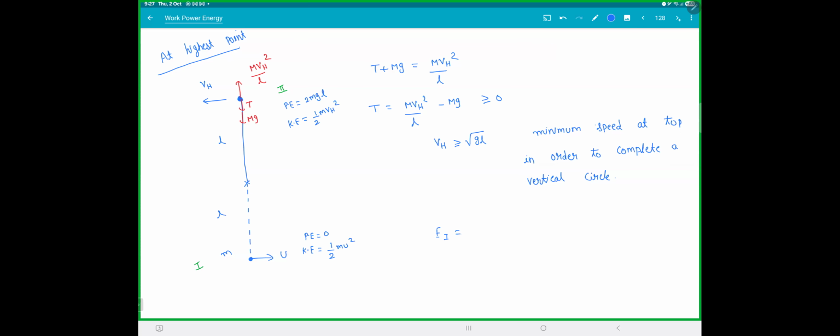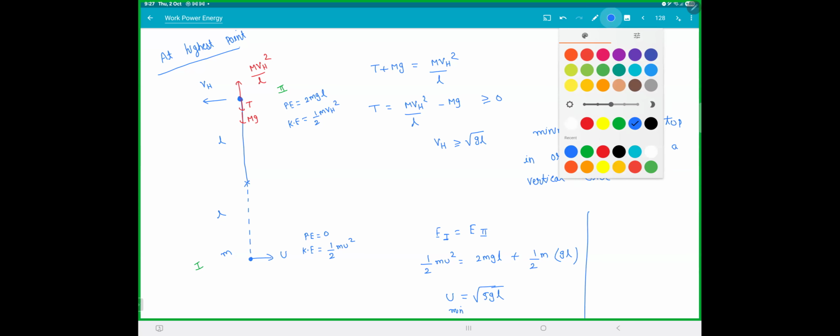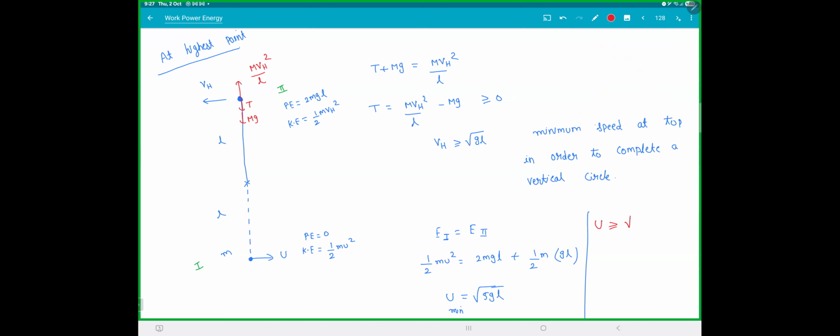Energy in state 1 is equal to energy in state 2. We get half m u square is equal to 2mgL plus half m vh square, but the minimum vh is root gL. You end up with u must be equal to root 5gL. This is your minimum speed at the lowest position. Therefore, u must be greater than or equal to root 5gL at the lowest position to complete a vertical circle. This is your standard result. If you give anything less than this, the string will become loose in the middle. It won't even complete a circle.